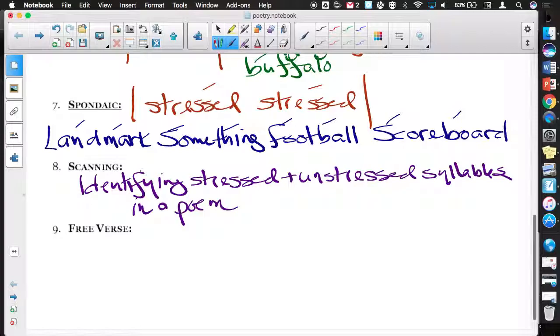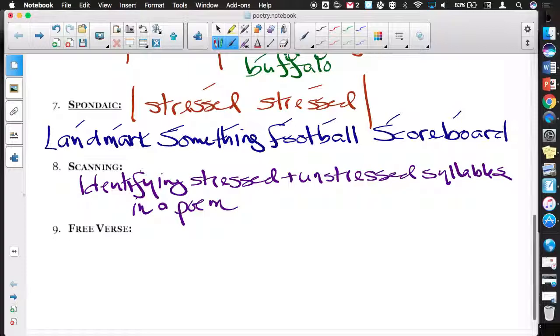So meter is the pattern. A foot is an individual type of meter, so an individual pattern. Scanning is when you go through and identify those patterns, it's the verb of finding them. And then dactylic, anapestic, spondaic, trochaic, iambic, those are the types of feet that you would identify.